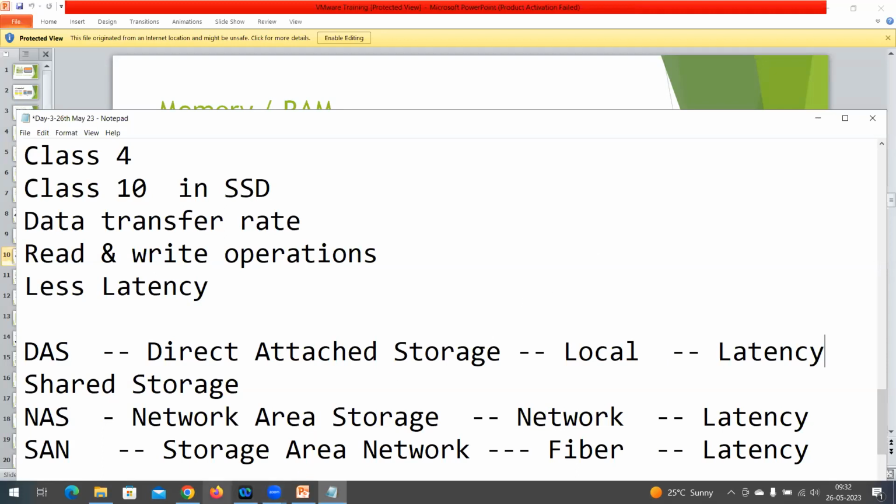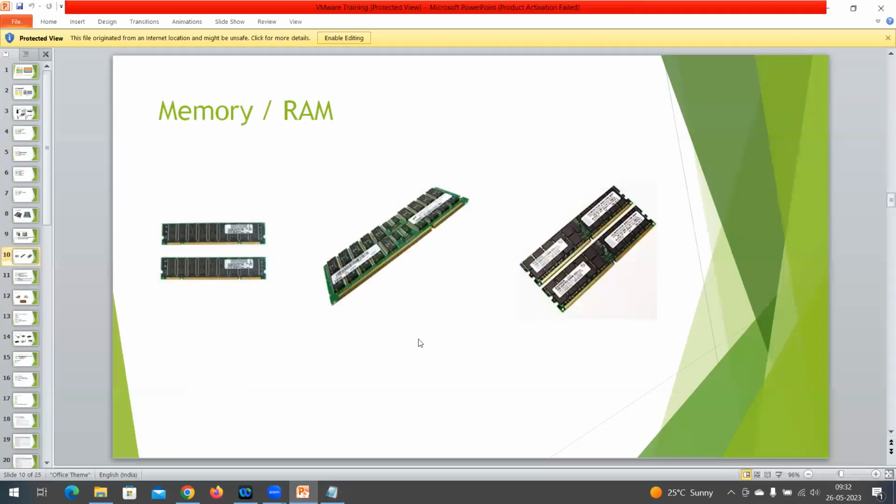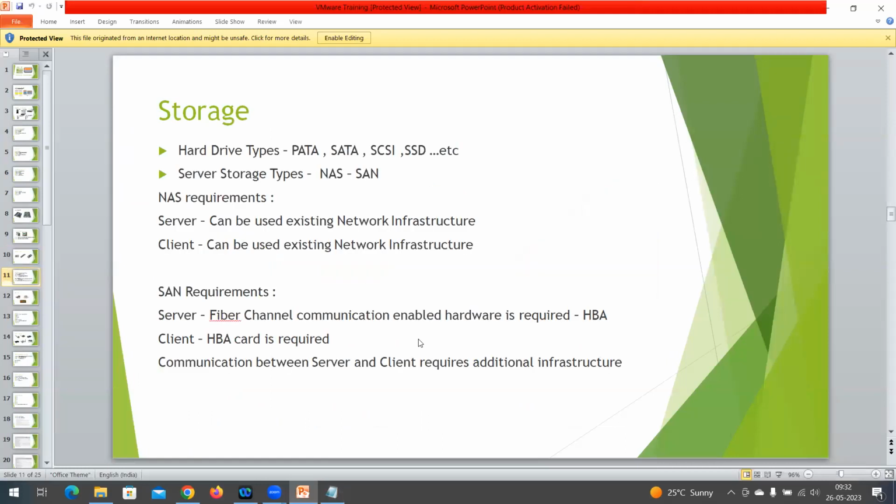So how are we going to get storage? See here, the hard disk: the storage server is going to connect through different disk controllers, PATA, SATA, SCSI, SSD, etc., different types. Even the latest technology, NVMe, is the latest storage media, which can provide higher read and write operations. Okay, so, server storage types.